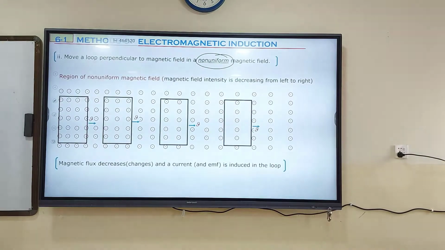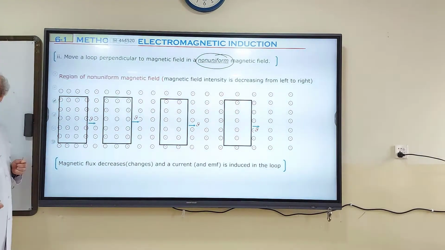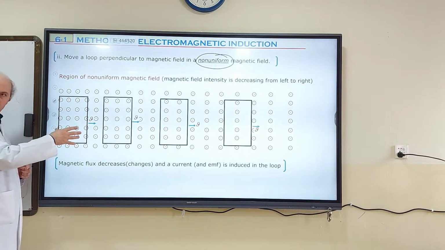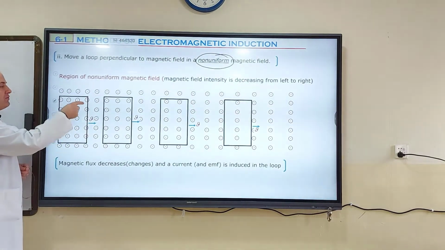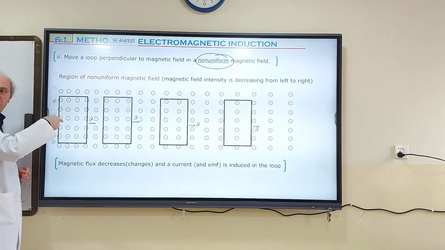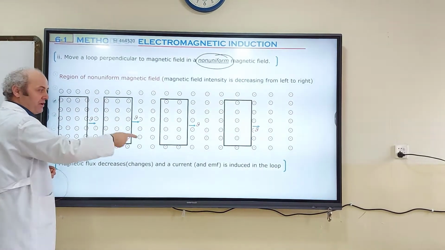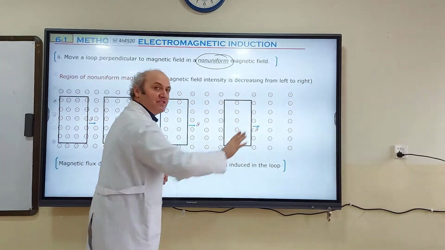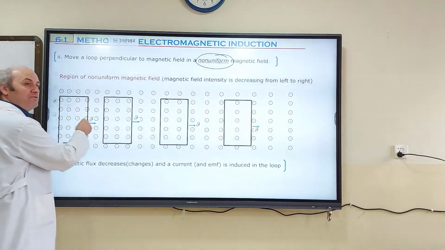While you are pulling this loop from left to right, how does the magnetic flux change? Is there a change? Yes. Here, because B is maximum, magnetic flux is maximum. Count 1, 2, 3, 4, 5. 5 times 4, 20 dots crossing the area. Here, 3 times 5, 15 dots crossing the area. Here, 2 times 5, 10 dots are crossing the area. Here, 5 are crossing the area. So magnetic flux is decreasing while this loop is moving from left to right.